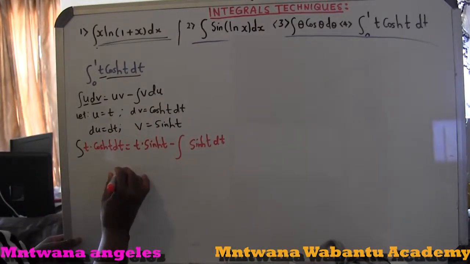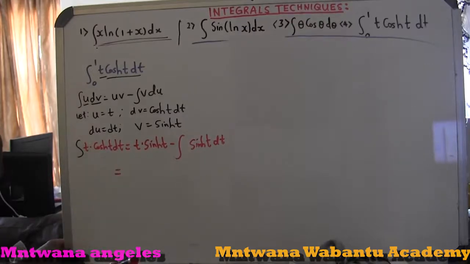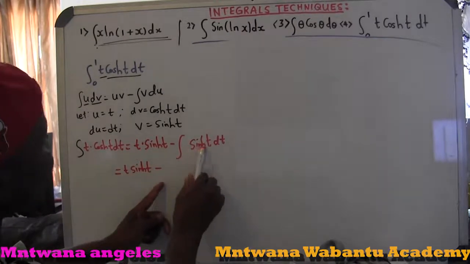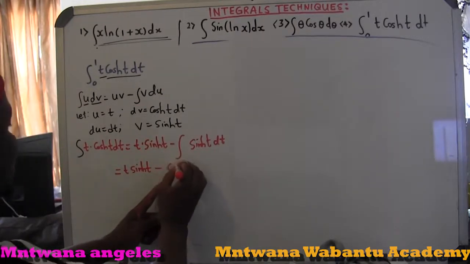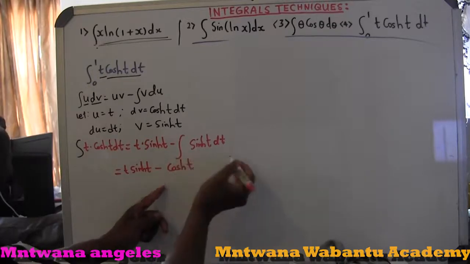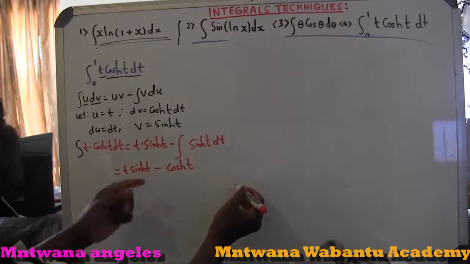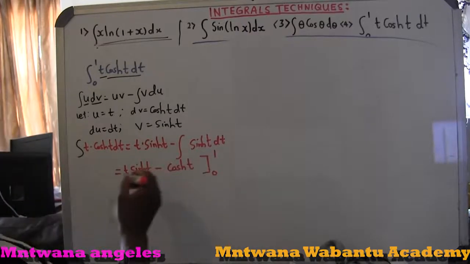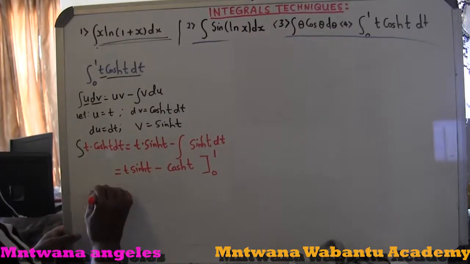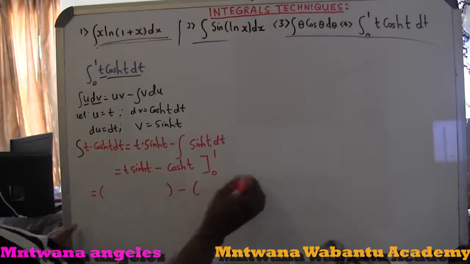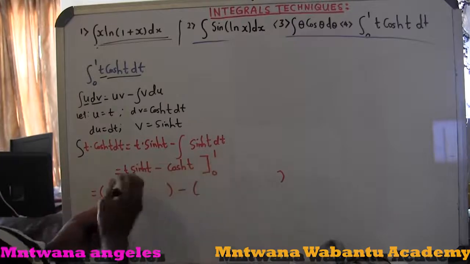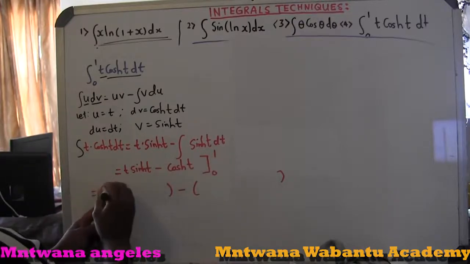So this is equal to t sinh of t minus, when you integrate sinh, you get cosh of t, and then we remember we have a limit. Since you have a limit, we're gonna have to substitute the limit 0 to 1. So this time you take upper limit minus lower limit. So use that to calculate. What is the upper limit? Upper limit equal to 1. So it's going to be 1 times sinh of 1.